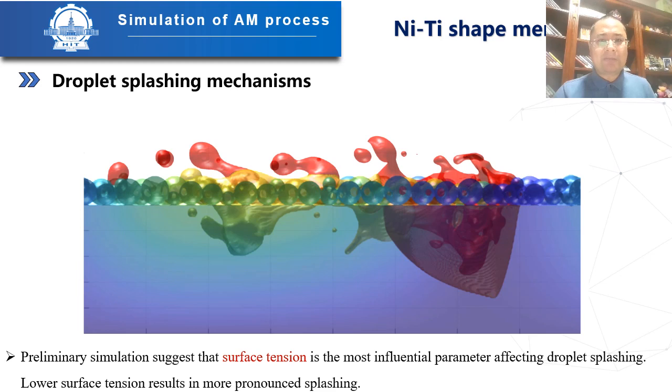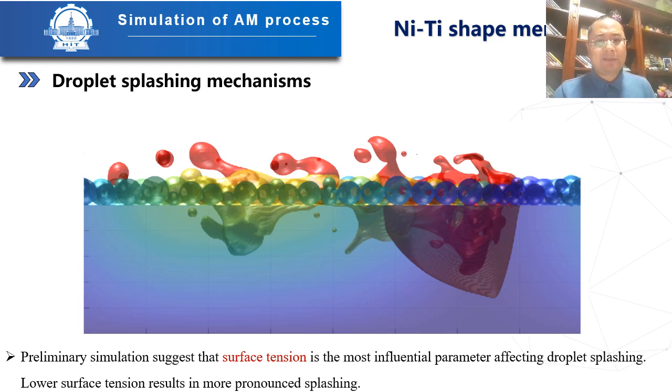Now let's shift our focus to another intriguing aspect, the mechanism behind spattering droplets. Surprisingly, the splashing of melt droplets isn't quite evident for nickel-titanium alloy, even at high laser power. Our simulations have pointed to a possible explanation: the relatively high surface tension of nickel-titanium alloy. It appears that this high surface tension plays a crucial role in keeping the droplet splashing subdued.